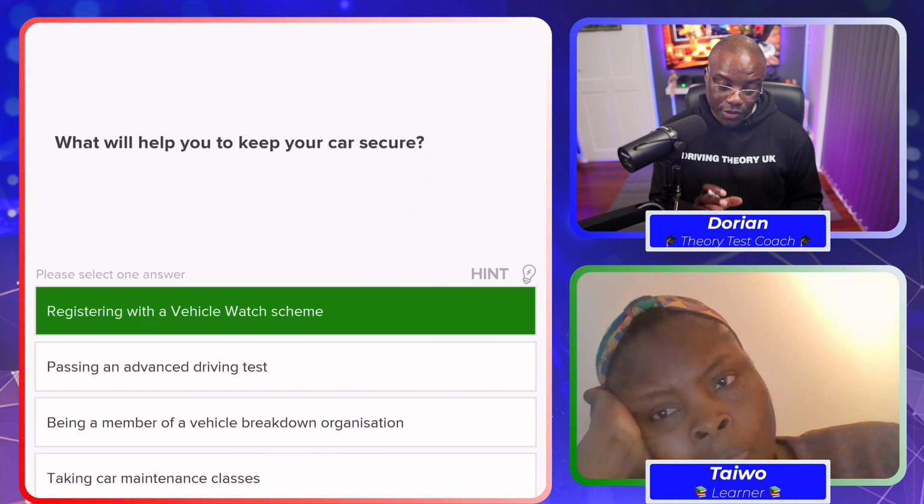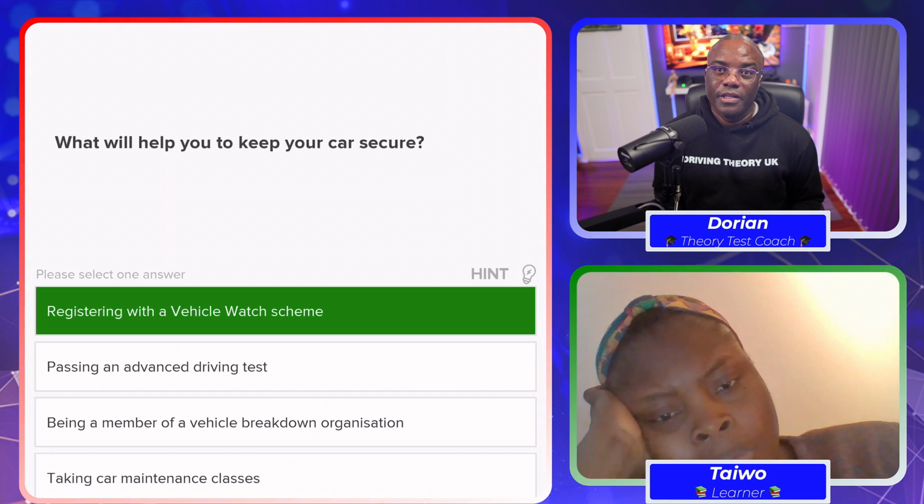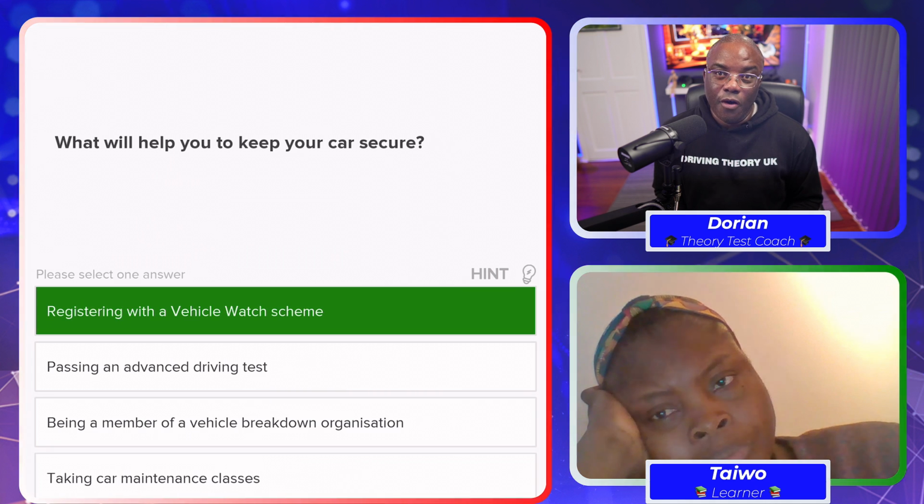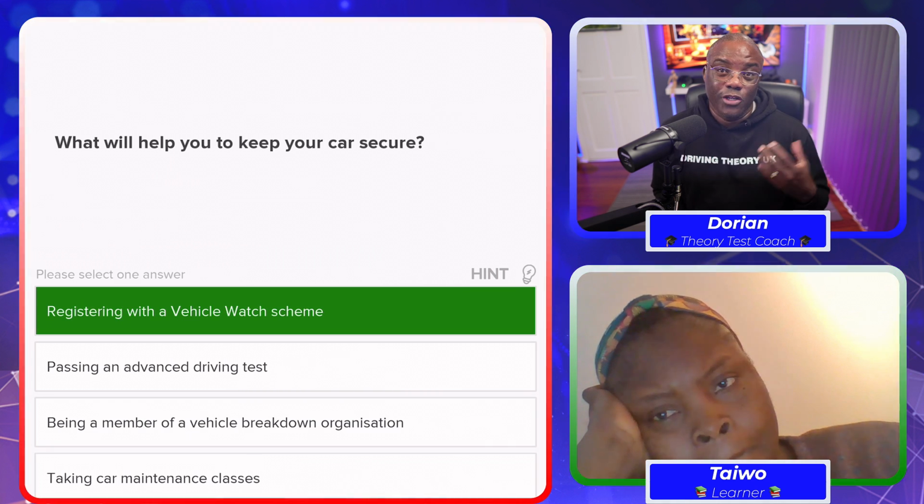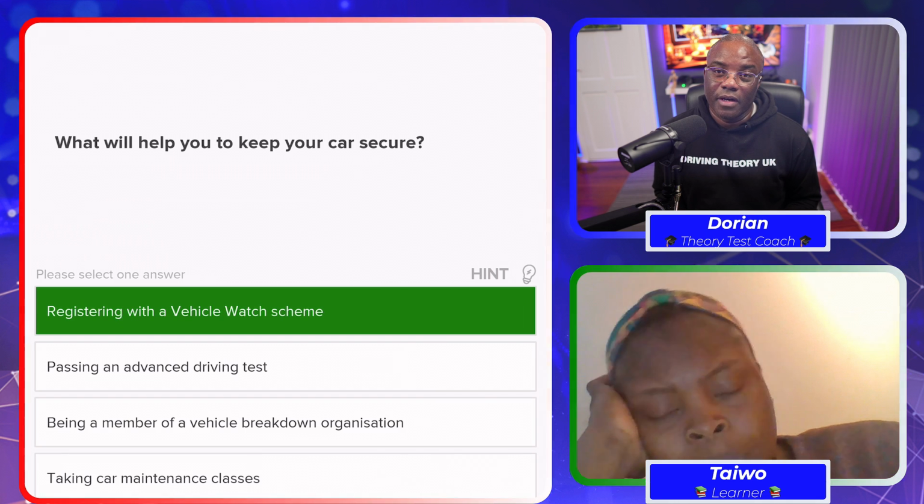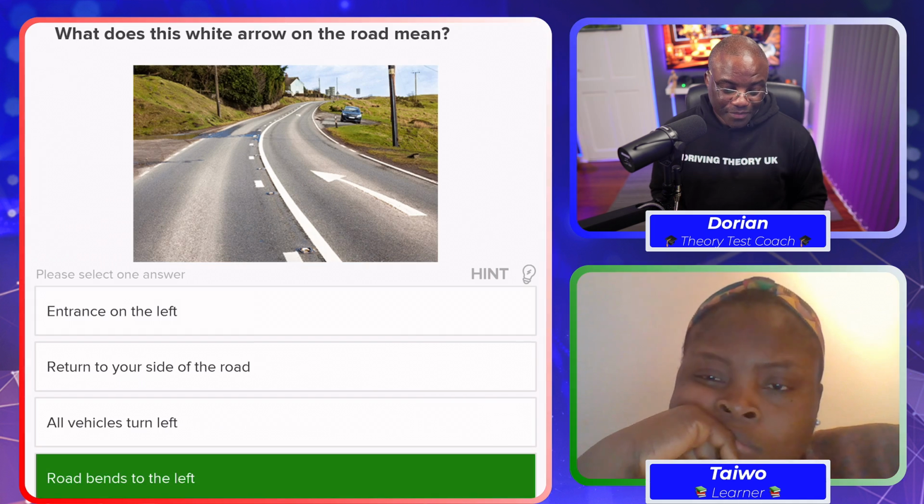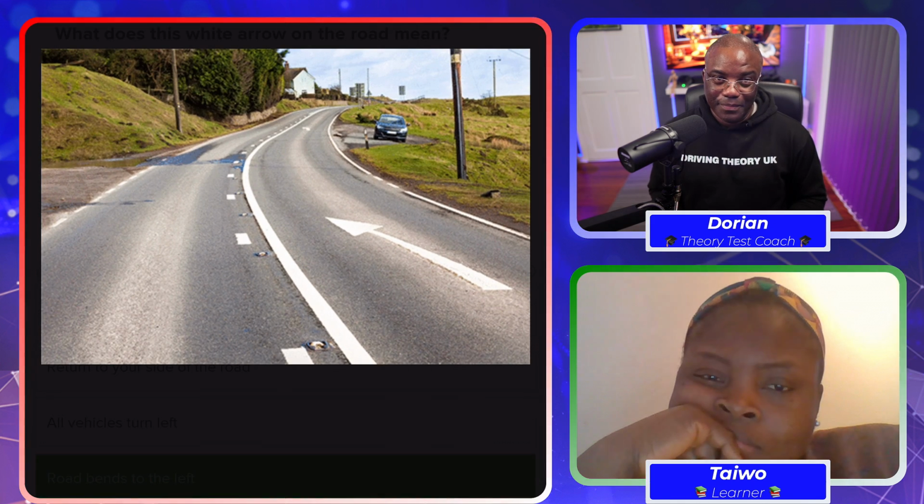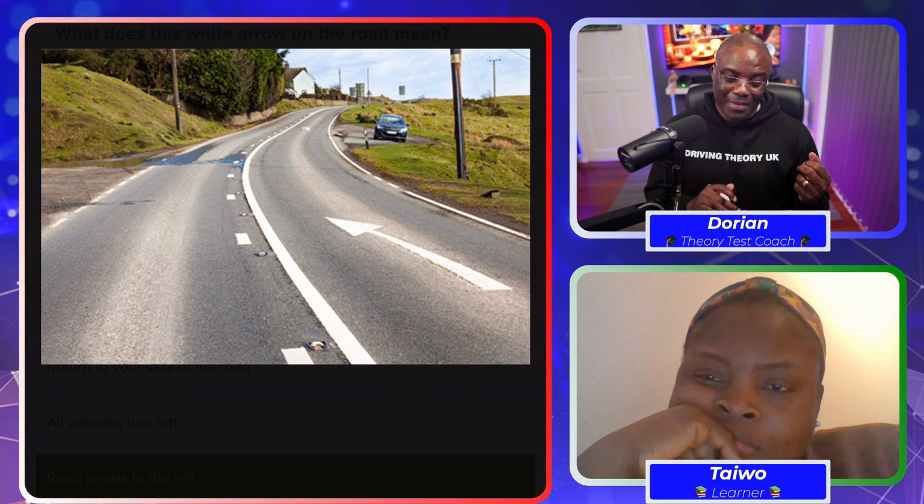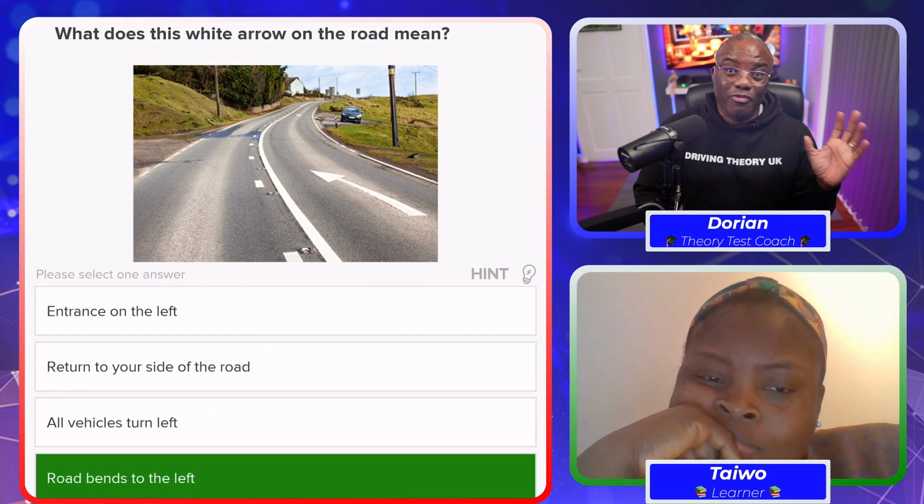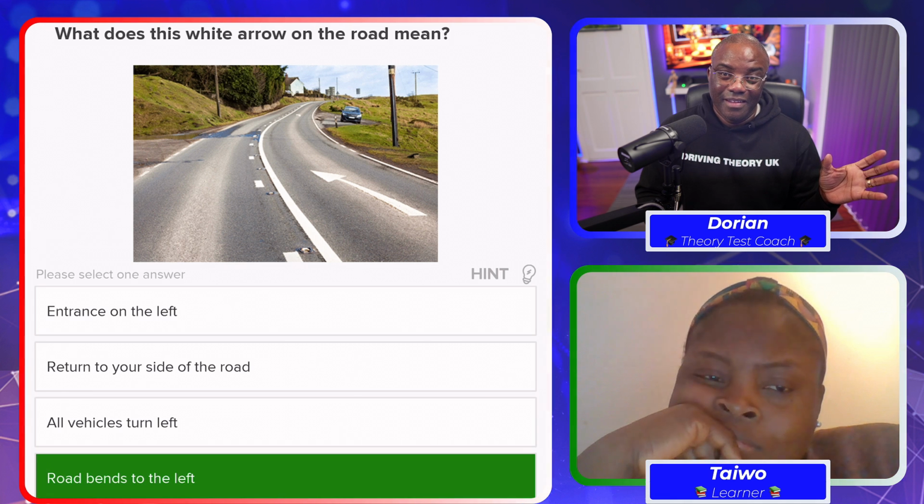Question: what will help you secure a car is vehicle watch, because the police will pull the driver over. Just say, "Have you got permission? Can you prove you have the right to drive the car?" Okay. Right. Let me blow the image up because you asked me to. And again, refer back to a previous question with this one.